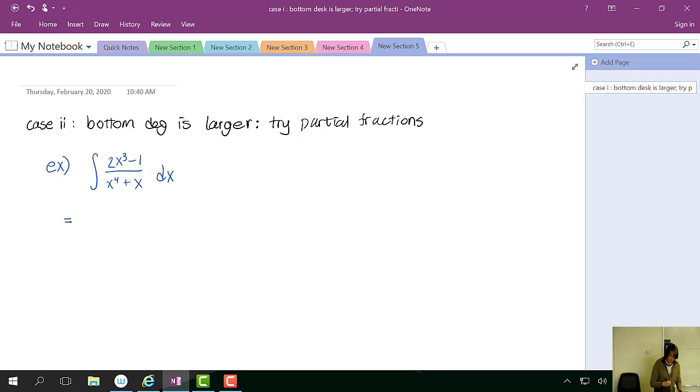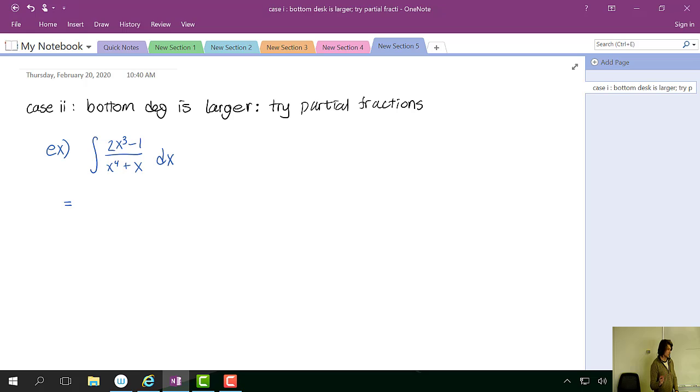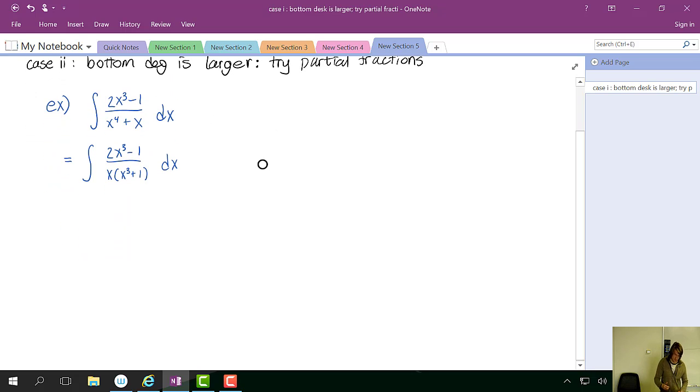All right, so starting with partial fractions, the first thing we always have to do is fully factor the bottom. So in this example, what does x to the fourth plus x factor into? x and x cubed plus 1. Right, the easiest term to first factor out is x, leaving x cubed plus 1, which is now fully factorized.